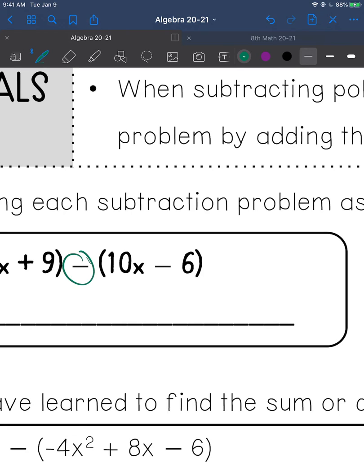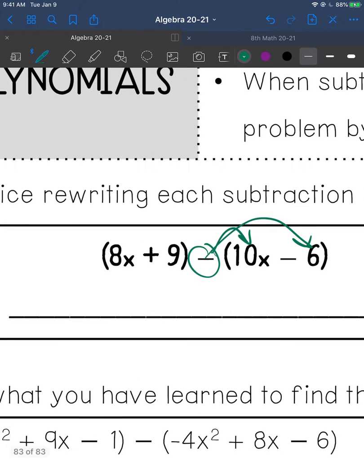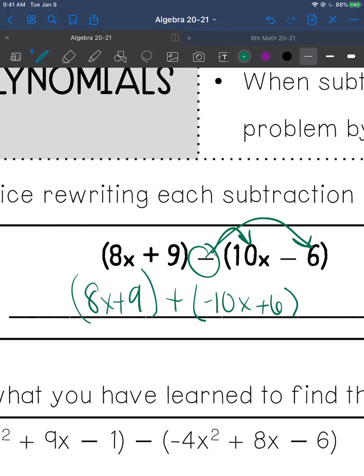So we're going to take this negative and distribute it to each of the terms and rewrite it as an adding problem. So 8x plus 9 plus, parentheses, negative times 10x would be negative 10x. Negative times a negative 6 is plus 6, right? So that's what it means. Just change the signs of the second polynomial and add them together. So we're still adding. We just have to do one extra step when we're subtracting. That's just change the signs of the second one.